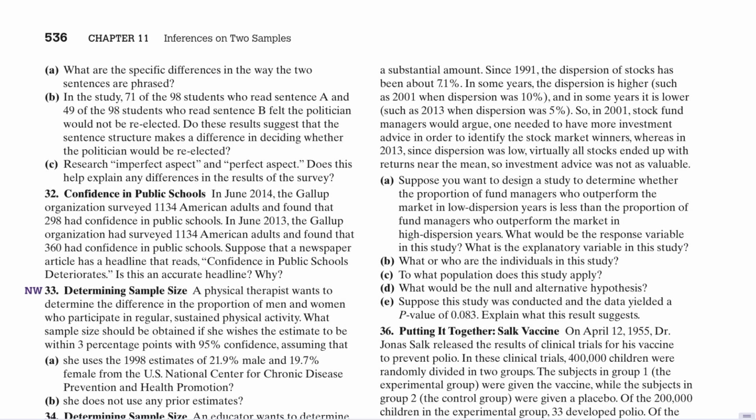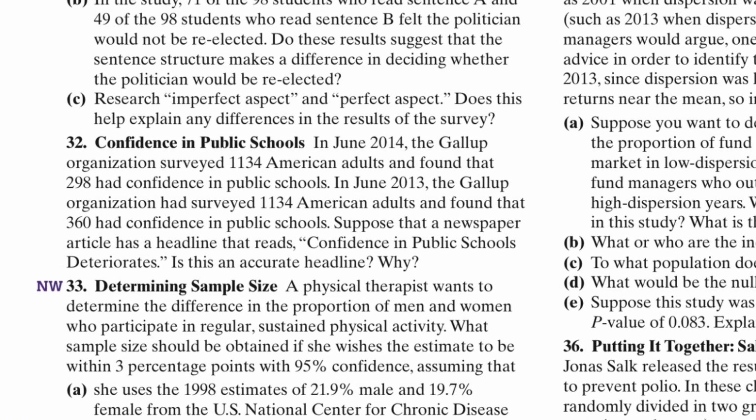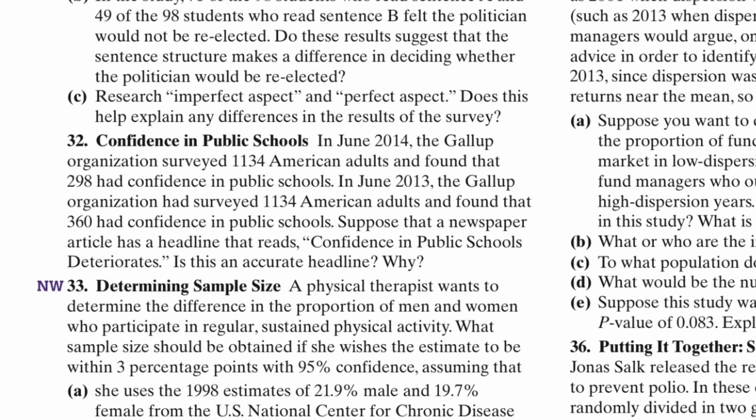In this video, I have another example for you of a hypothesis test for two proportions from independent samples. We're going to be using the problem you see on the screen in front of you, number 32, which is titled Confidence in Public Schools. Now, before we get into it, I want to suggest something that I think is important.